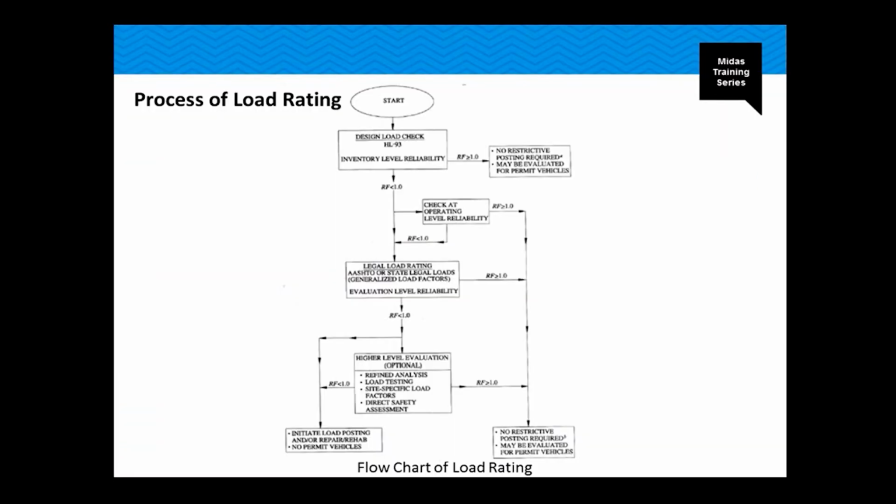Here's the process of the load rating. As you can see in this flowchart, it starts with the design load as per HL93 at inventory level reliability. If the rating factor is higher than 1, then it's all good. You don't need posting, and it may be evaluated for permit vehicles perfectly. If it's less than 1, then we have to go over this flowchart. We have to check the operating level. If it's higher than 1, then perfect. If it's not, then we have to go to a legal load rating.